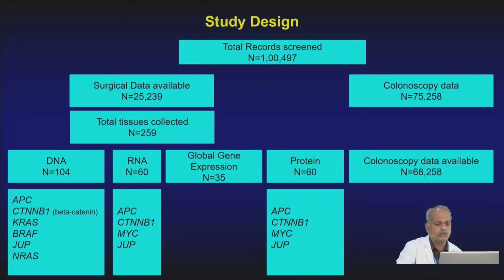So we have screened upward of 1 lakh patient records, including 75,000 odd colonoscopy data and 25,000 odd surgical data. From the surgical data between 2015 and 2018, we collected a total of 259 tissues that we utilized to look at the variants at the DNA level and expression at the RNA level. We also did global gene expression and of course immunohistochemistry at the protein level, and the colonoscopy data was predominantly used to look at the polyps that are prevalent in the Indian ethnicity.